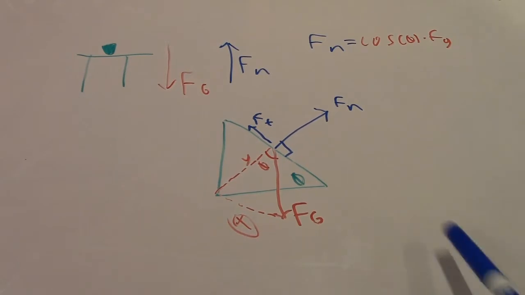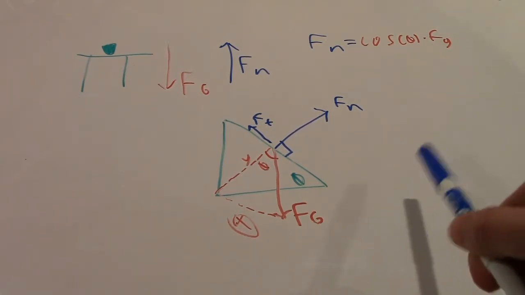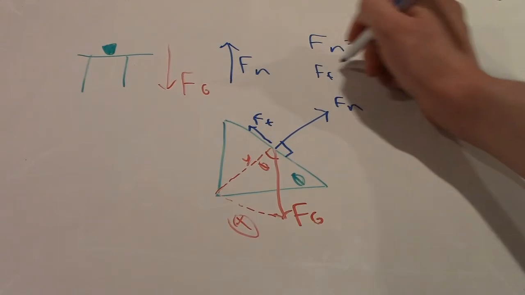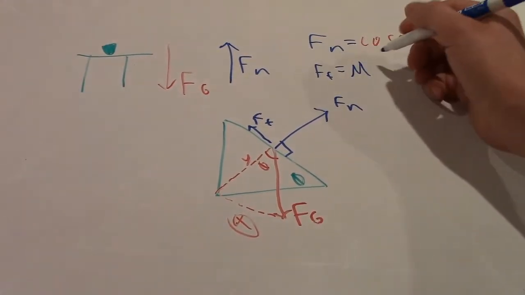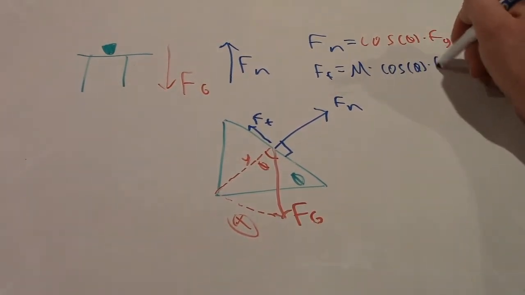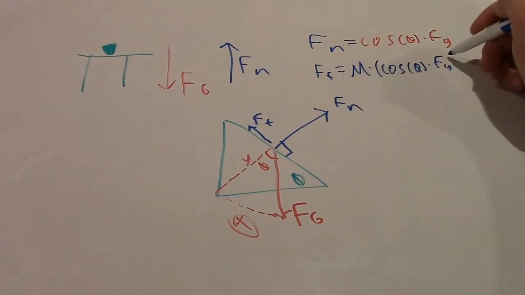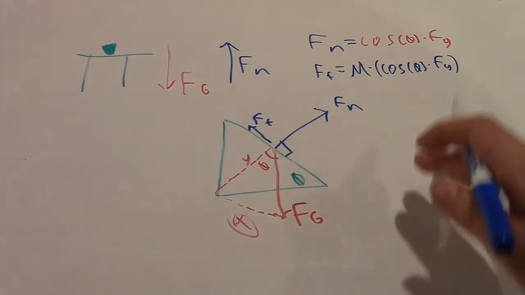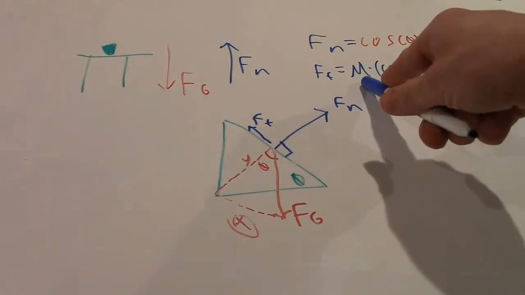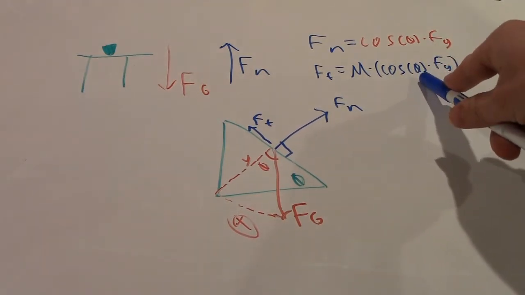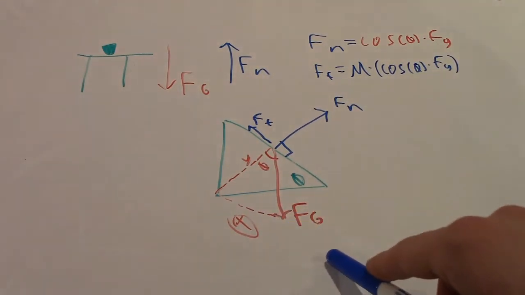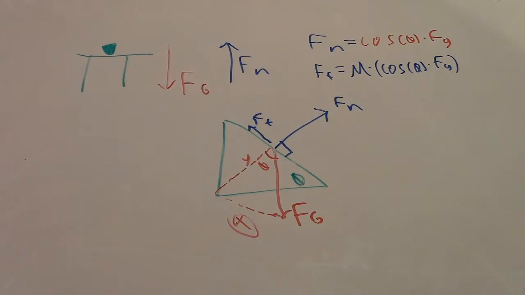Now, the force of friction, unlike the normal force, may not be enough to counteract the x component. The force of friction is equal to the coefficient of friction, mu, times the cosine of theta times force g. Notice that this section here is the normal force, because it's mu times the normal force. Now, assuming that mu is big enough and that theta is small enough, the force of friction may be able to counteract the x component of the gravitational force, but not necessarily.